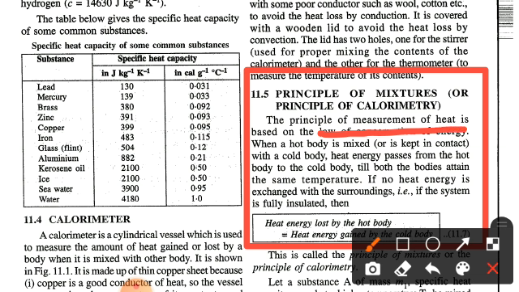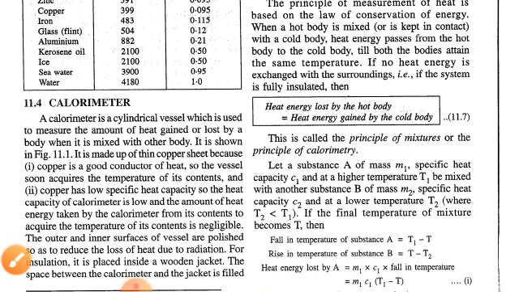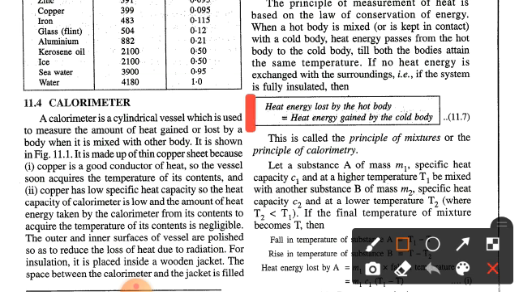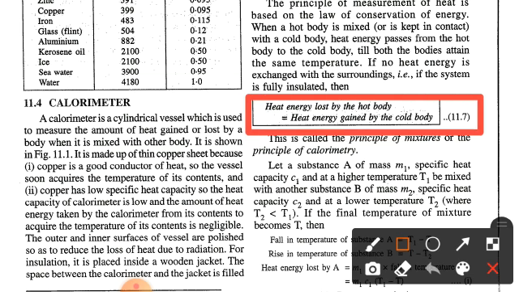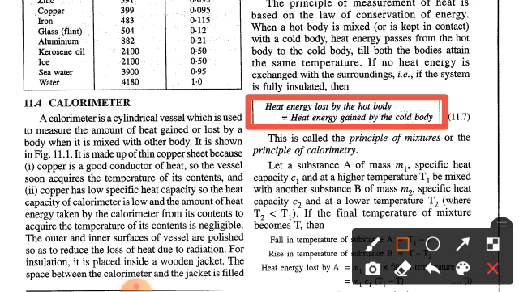So when a hot body is mixed or kept in contact with a cold body, heat energy passes from the hot body to the cold body till both the bodies attain the same temperature. Fine. If no heat energy is exchanged with the surroundings, that is, the system is fully insulated, then you can write the formula like this: heat energy lost by the hot body equals the heat energy gained by the cold body, or you can also say that heat given equals heat taken. Clear? This is the principle of mixtures or the principle of calorimetry. You have to understand it properly.